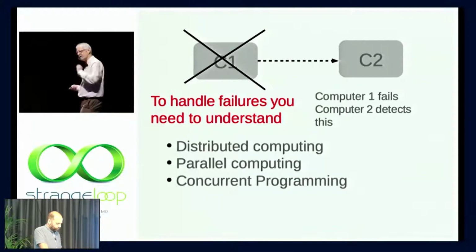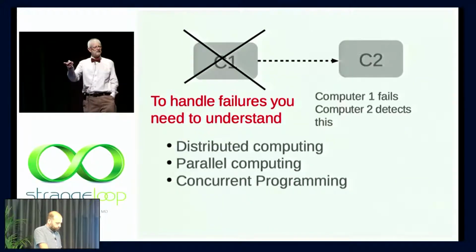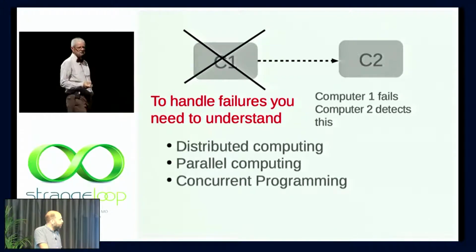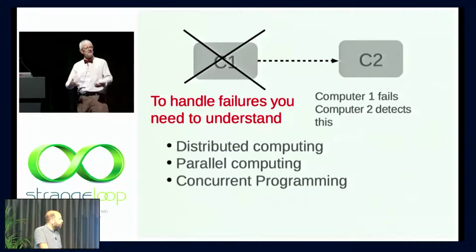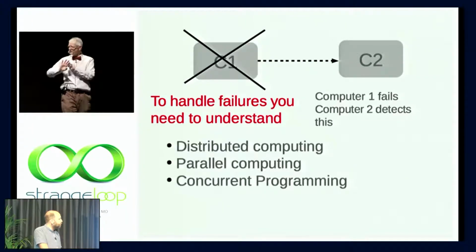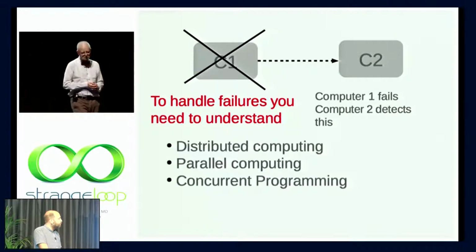But in order to do that, you need to understand distributed programming and parallel programming and concurrent programming. You see, this leads you into this territory. If you're running programs on 2 machines, you are writing distributed programs. They run at the same time. That means you're writing concurrent programs. So you need to understand this. This is a place you don't want to go.